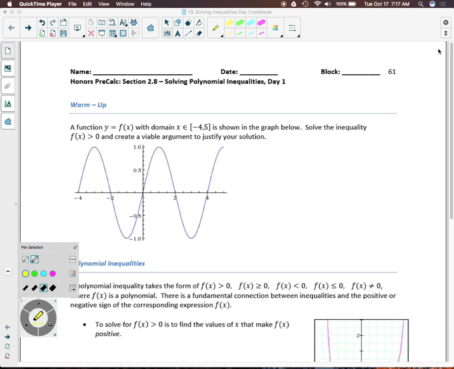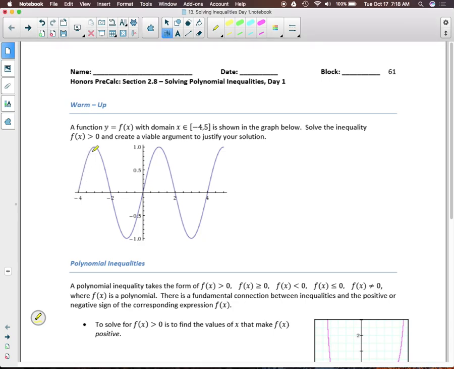So if we're looking at this, a function y equals f of x with a given domain, we're going to solve the inequality for whenever f of x is bigger than 0. So it's asking us when is y positive. So y is positive, if I can get this thing to actually draw. Here we go. Y is positive there, there, and then up till there.